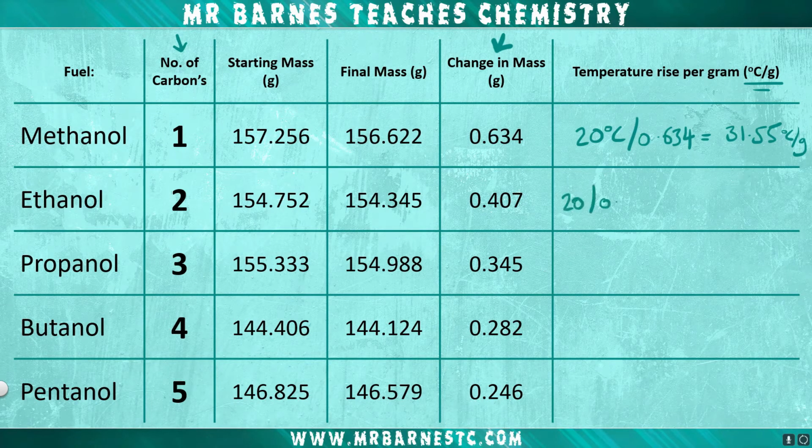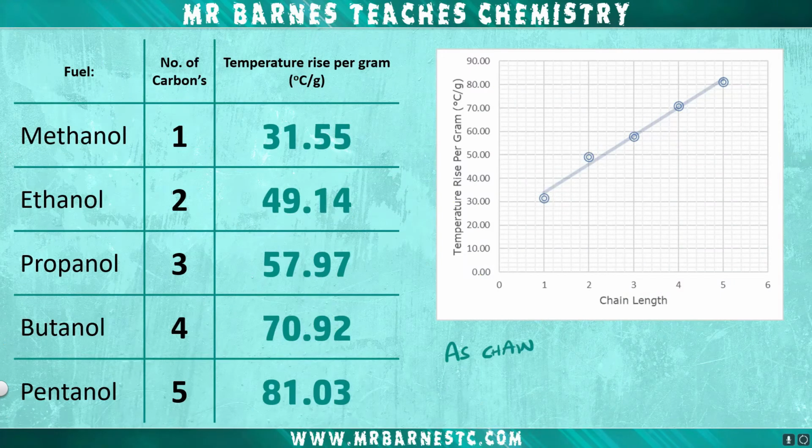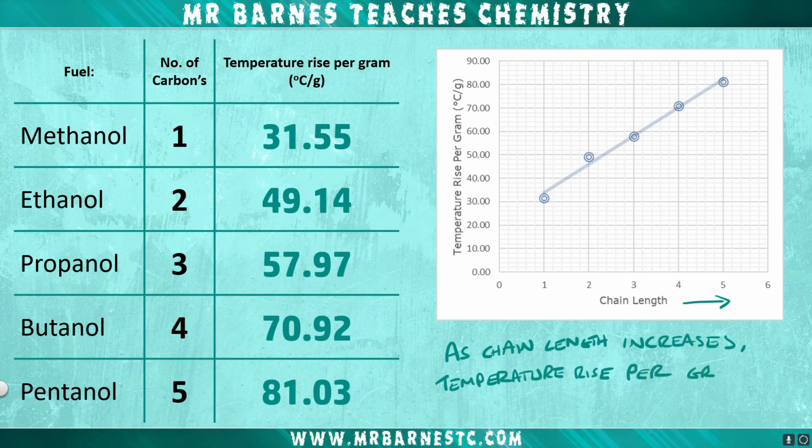Ethanol gives me a temperature rise of 49.14 degrees C per gram. Propanol gives me 57.97 degrees C per gram. Butanol is 70.92 degrees C per gram. And finally, pentanol gives me a temperature rise of 81.30 degrees C per gram. Now hopefully you can see that as the chain length increases, so does the amount of energy given out for every 1 gram of your fuel that you burn, which is backed up by my graph on the right here.